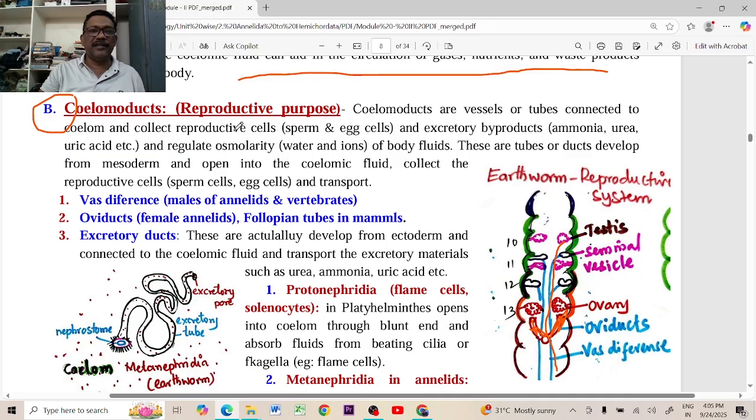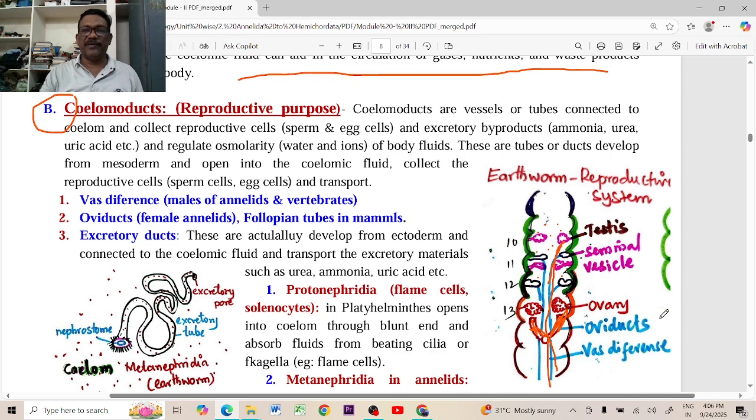These are actually developed from the mesoderm. But these sperm cells or egg cells are released into the body cavity or coelom. Carefully listen to this point. These sperm cells and egg cells are released into the body cavity first. From this body cavity, the vas deferens or oviduct can collect the sperm cells and egg cells respectively and can be transported. Means the coelomoducts are collecting the sperm cells and egg cells from the body cavity and they can be transported to the pores, the releasing point.